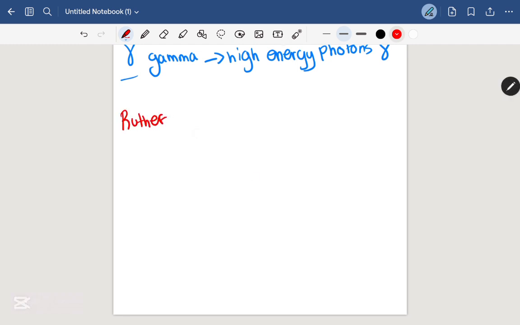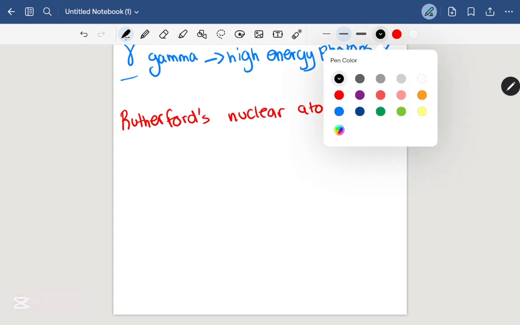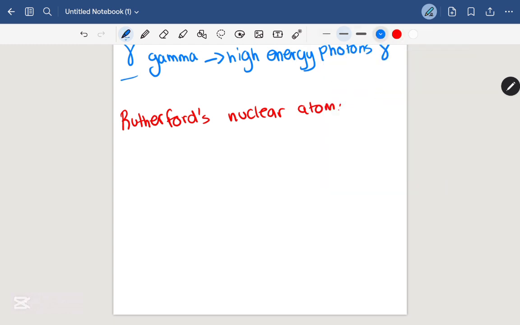So, Rutherford's nuclear atom. What do we need to know about Rutherford's nuclear atom? Okay, so it is an atom with a dense center of positive charge and no or empty charged particles, okay, with electrons moving around the nucleus at a distance that's relatively large compared to the nuclear radius.